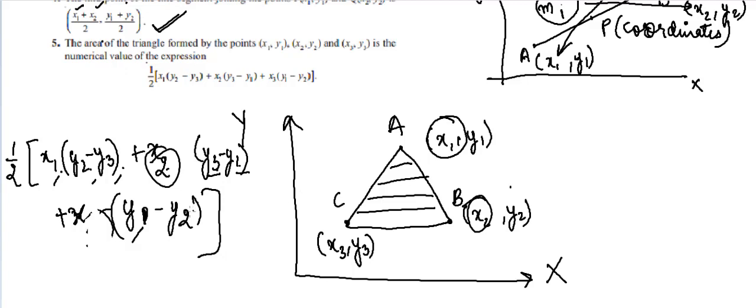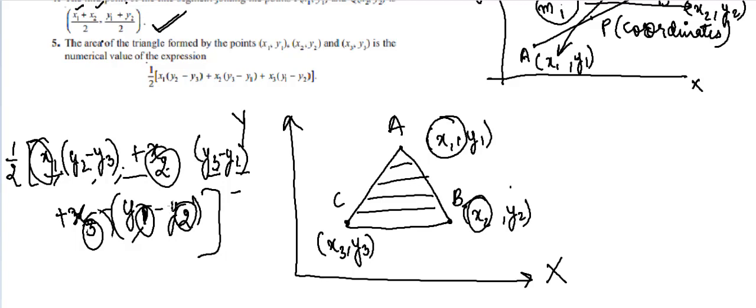If you have 3 here, it will be 1 and 2. So you just have to remember that you take x1, x2, x3, and then you write the other values of y except the one written here. So this is the formula for finding the area of a triangle.